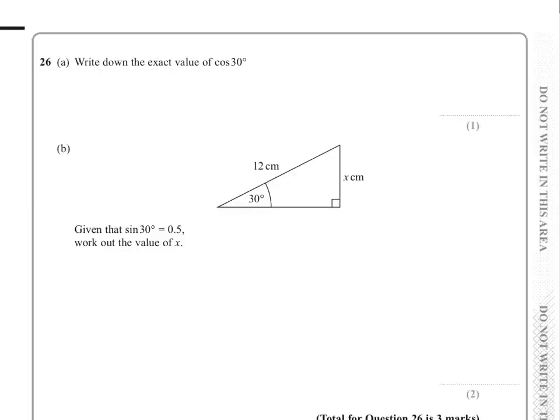Question 26. Write down the exact value of cos 30, or cosine of 30. Well, the cosine of 30 is the same as the sine of 60, because these two angles here add up to 90. Now, in the new specification, foundation students have to know the sines, cosines and tangents of angles like 30, 60, 90 and 0 and so on, and 45.